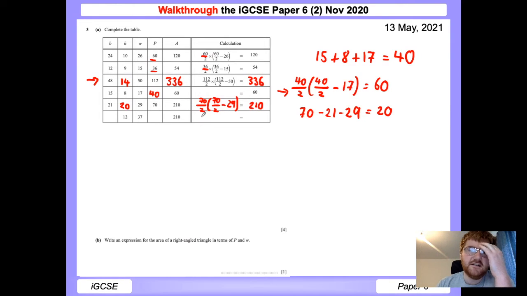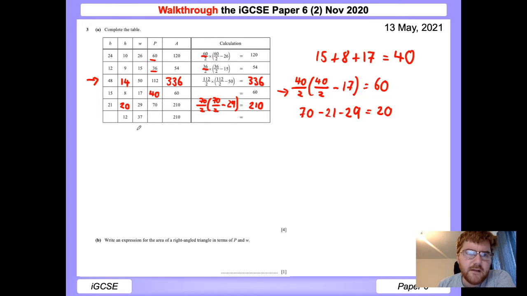And I would also double check this, so 35, that's going to be 35 times 6, which is going to give me 210. So everything works. For this one here, this is a bit trickier because I've got a couple of missing values now, P and B.